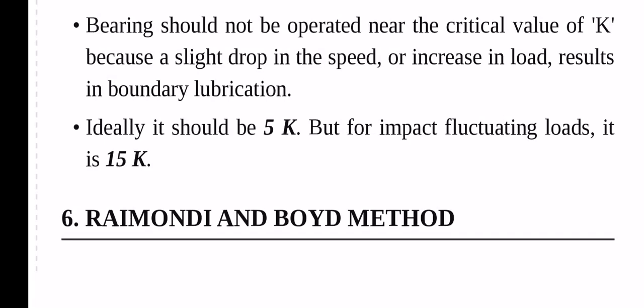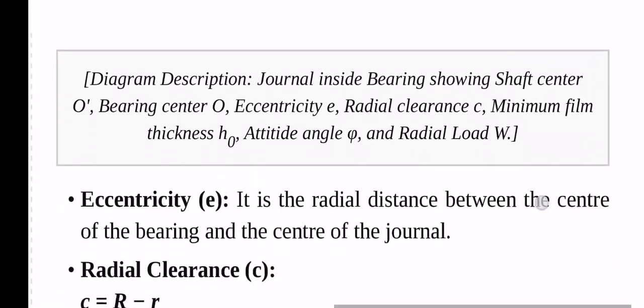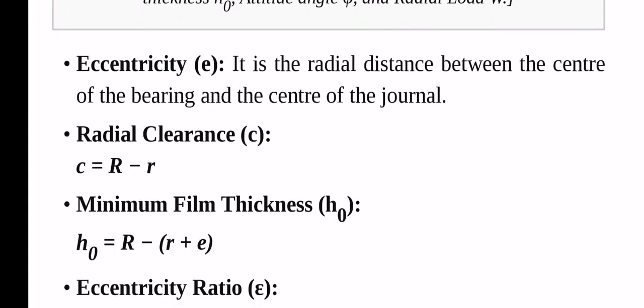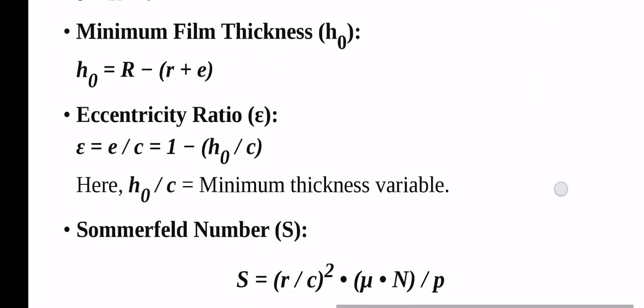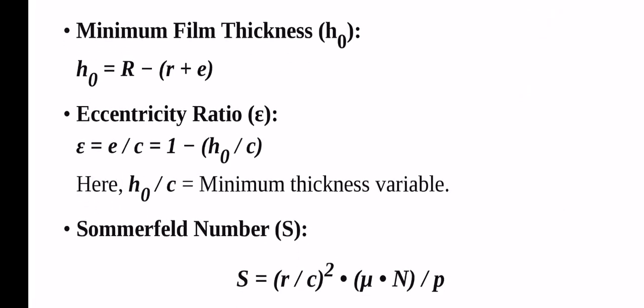Raimondi and Boyd methods. Eccentricity e. It is the radial distance between the center of the bearing and the center of the journal. Radial clearance c is equal to R minus r. Minimum film thickness h naught is equal to R minus bracket r plus e. Eccentricity ratio epsilon is equal to e by c, which is equal to 1 minus h naught by c.